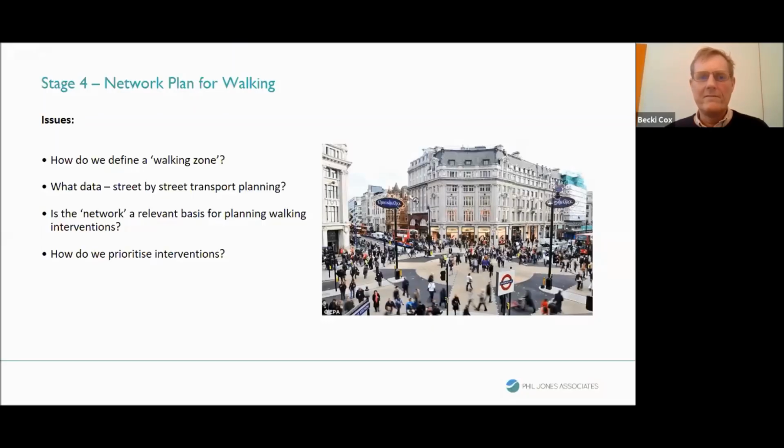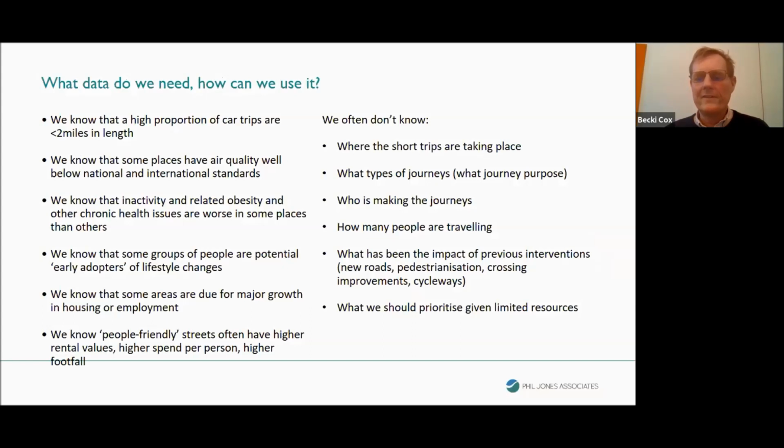In order to do that, we need to understand where those short journeys are taking place and what kind of trips people are making, and therefore which trips we could potentially target through some of the infrastructure. And we know that lots of people are making short trips less than 2 miles in length, but what we don't often know is exactly where they're going and the type of trips and who they are and how many people are doing that kind of trip. And again, the data is quite sparse.